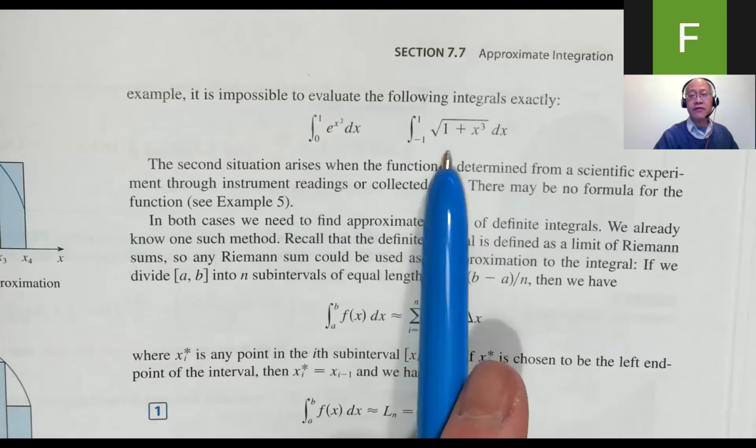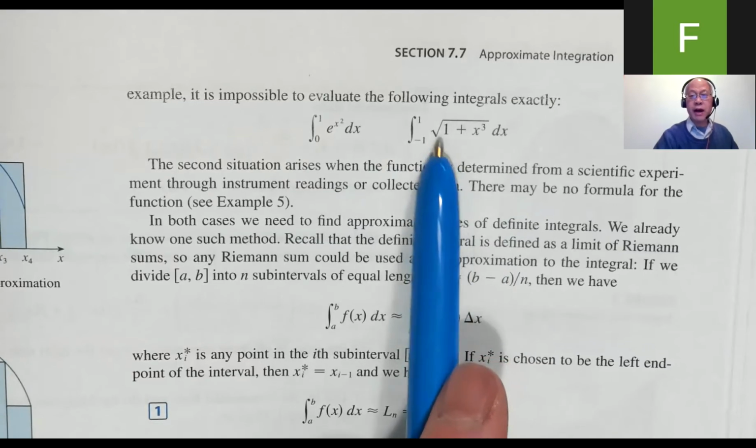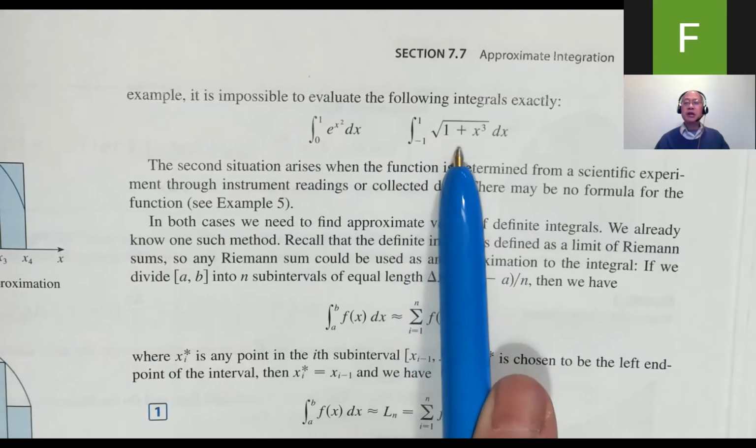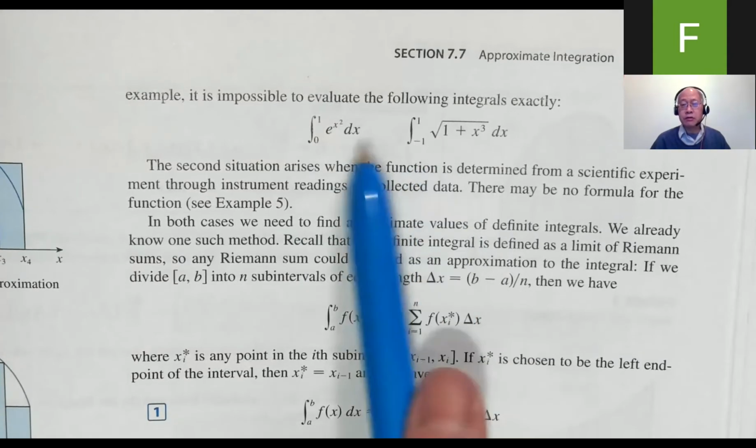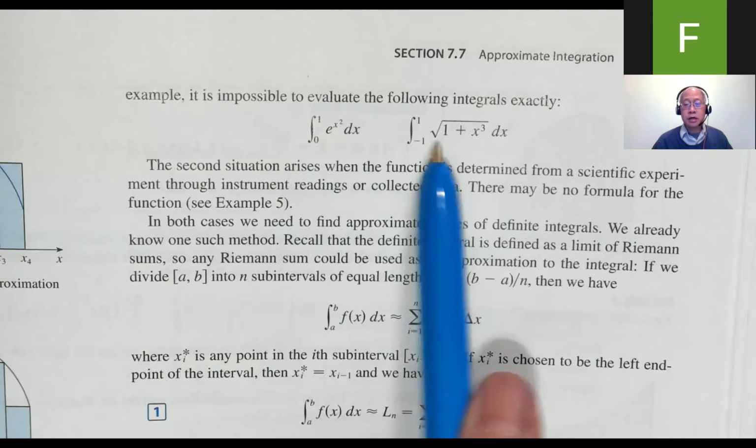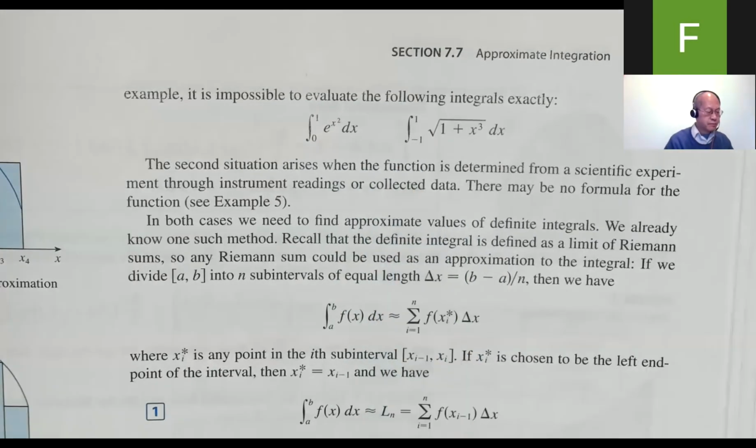This one you can't find an antiderivative easily either: radical 1 plus x cubed. We're actually going to be tackling some of these types in our last chapter, but it's not done by normal means. We have to do something called the series method, and I'll show you that when we get to it.